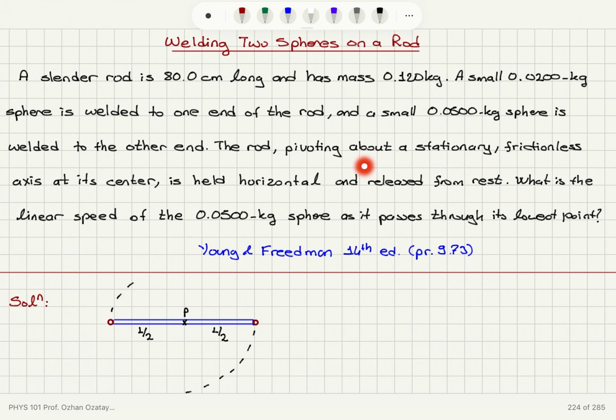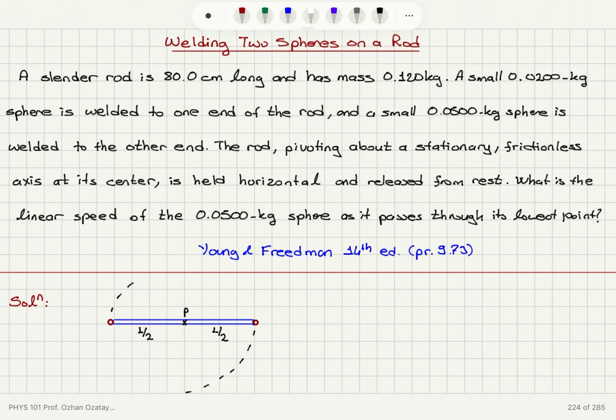The rod, pivoting about a stationary frictionless axis at its center, is held horizontal and released from rest. What is the linear speed of the 0.05 kilogram sphere as it passes through its lowest point?